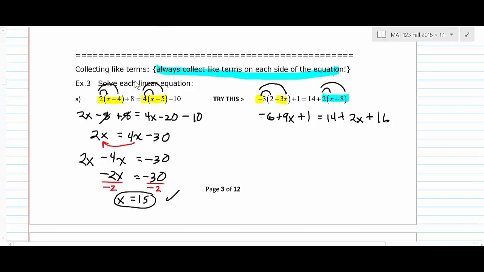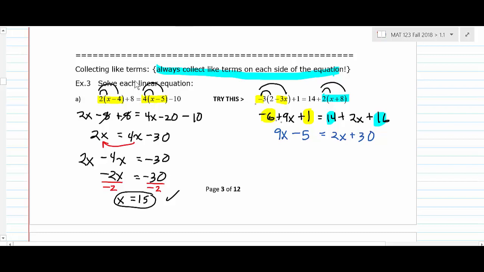Can't do anything else. Now, notice on the left side, you can put together these two numbers, because they're just numbers. And on the right side, you can put those two numbers together. It doesn't really matter what order you write these things in. So this is going to be 9x, negative 6 plus 1 is minus 5, so I put minus 5. You could put that in front of the 9x too. And then this is going to be 2x, and then 14 plus 16 is 30. Okay, so you want to get to that point on your paper. That's the whole key to getting this right.